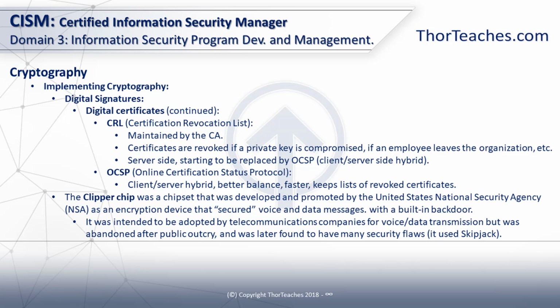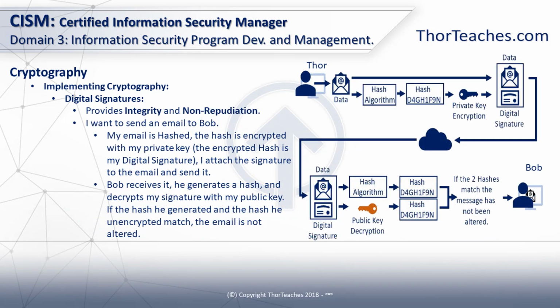And while we're on the topic, let's look really quick at the Clipper chip. The Clipper chip was a chipset that was developed and promoted by the US NSA as an encryption device to secure voice and data messages. But they were smart enough to leave in built-in backdoors so they could listen in. It was basically a little chip that would be embedded in every device to secure us, but in actuality it was just for them to listen in. Luckily, after a huge public outcry when they publicized it, the idea was abandoned, which was very lucky, because after the fact they discovered a bunch of security holes in it, part of that from using the Skipjack cipher, which was never secure.